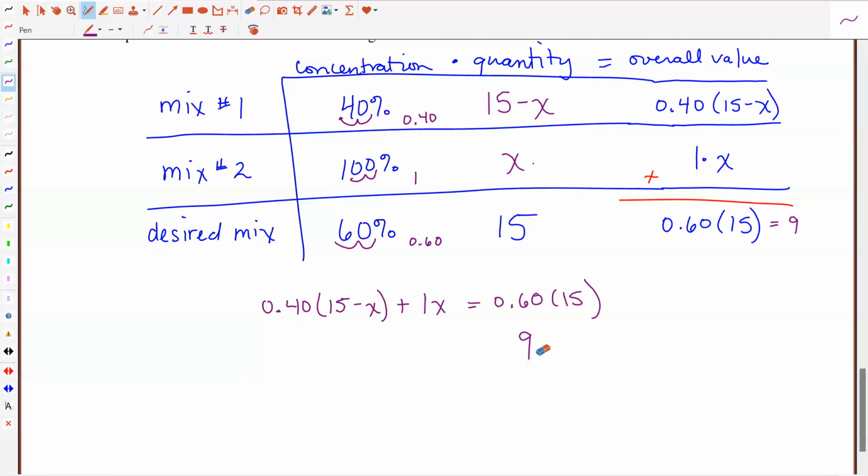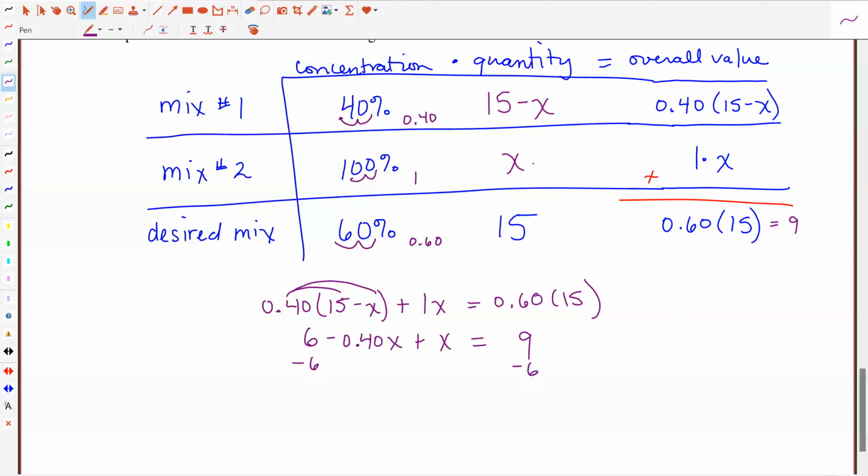All right, so let's figure out what's happening on the left hand side. 0.40, I'll distribute that through. 0.40 times 15 is 6, and then minus 0.40x. Now I don't need those trailing zeros, but I like to keep them so I can look at my work later and very much see 40% and 60%. Plus 1x, you can just write that as x if you want, is equal to 9.